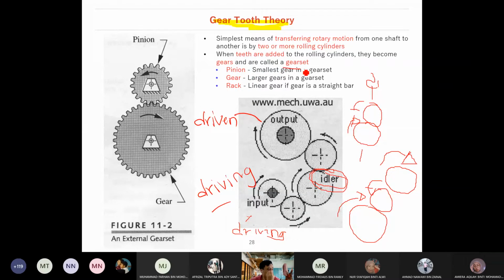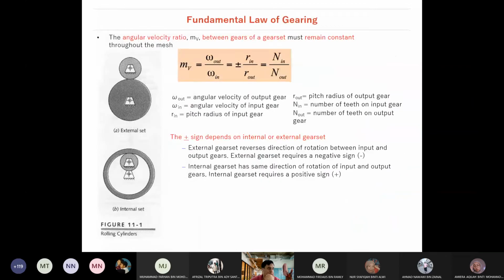Okay, we call it a gear set. Kalau the two gears, we call it gear set lah. Tadi tu yang saya cerita tentang instead of bentuk cylindrical, dia dah dibentangkan, one straight line. Okay. So, yang penting sekarang ni idler lah. So, you know the function of the idler itself. Next. Okay, fundamental law of gearing.